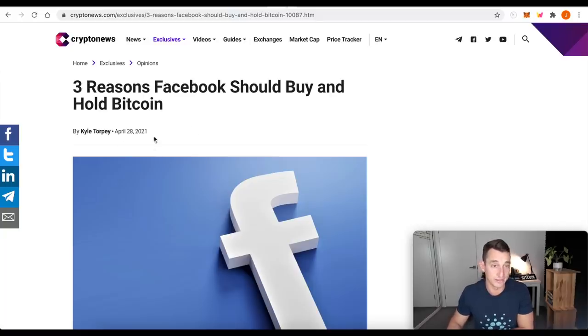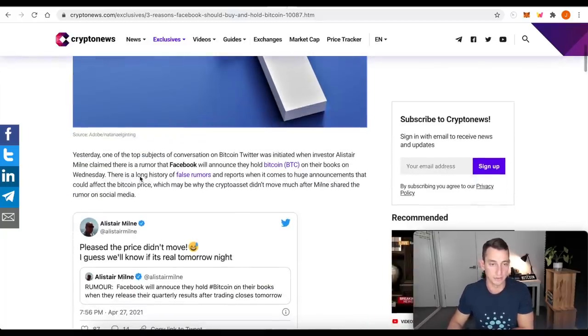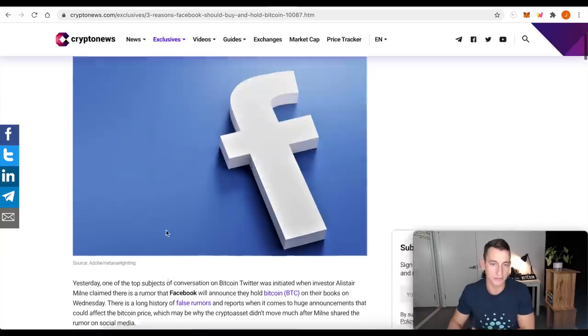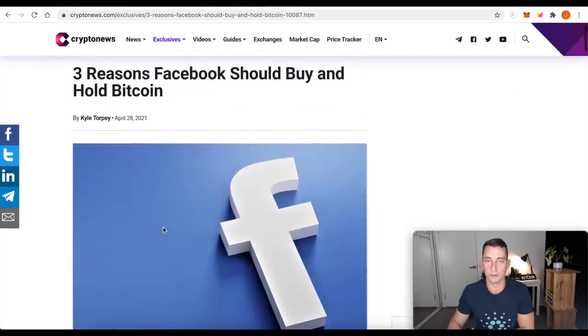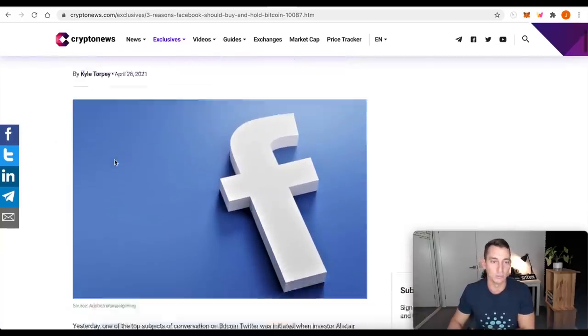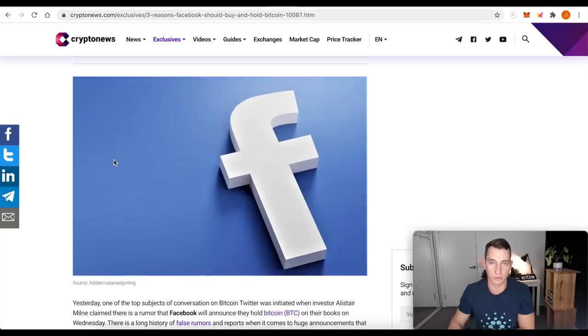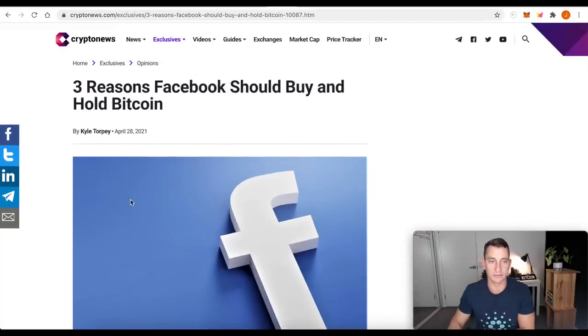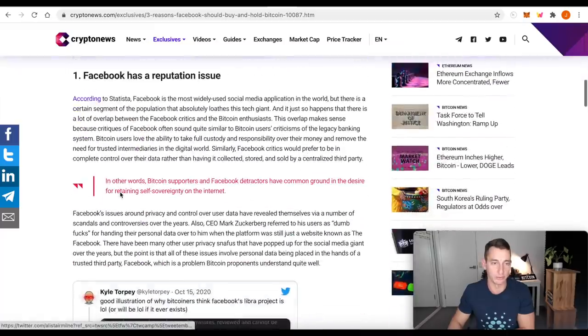This was FUD. I saw this yesterday. People were talking about Facebook buying and holding Bitcoin. There's a long history of false rumors and reports when it comes to huge announcements that could affect the Bitcoin price, which may be why the crypto asset didn't move much after Milne shared the rumor on social media. So garbage. If you saw that on the crypto news yesterday, it looks like it was a whole lot of, let's call it hogwash.